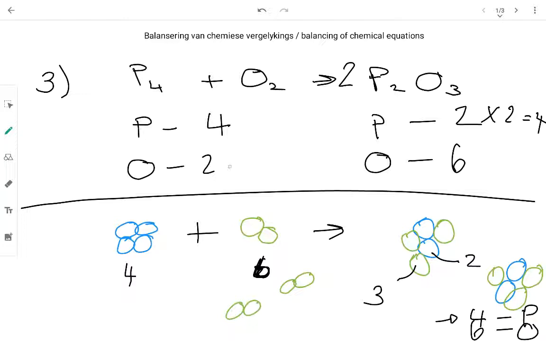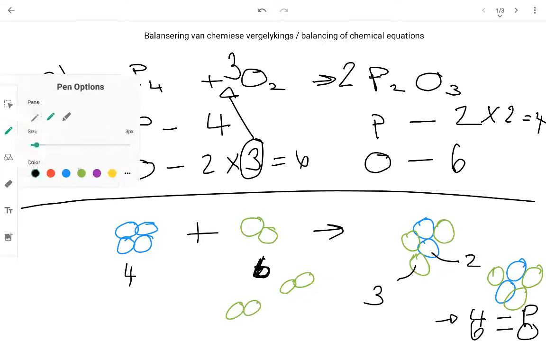Doing method 1 again, I need to ask myself, 2 multiplied with what will give me the 6 oxygen atoms on my right? To do that, I need to say 2 multiplied with 3 will give me 6 oxygen atoms. So this 3 that I wrote here will be my coefficient for oxygen. And that is how you balance a chemical equation.